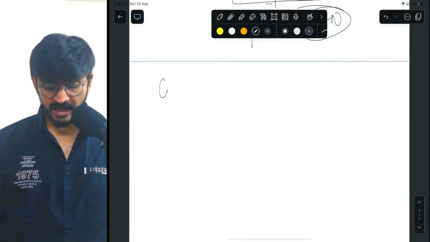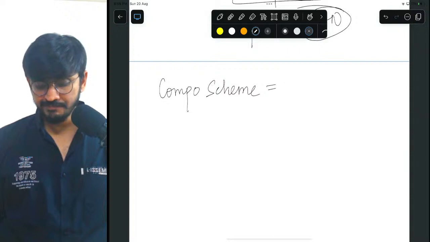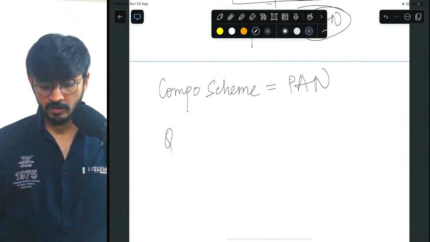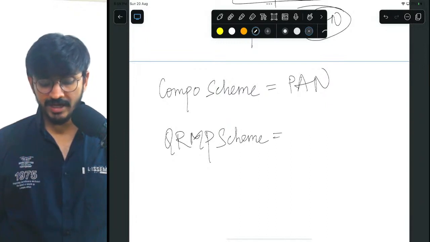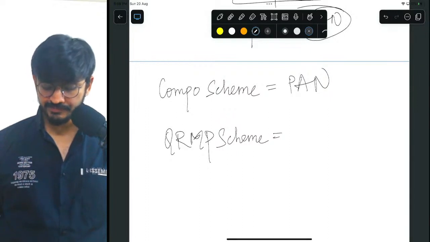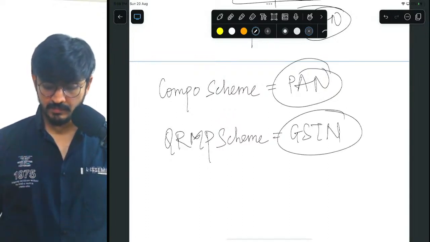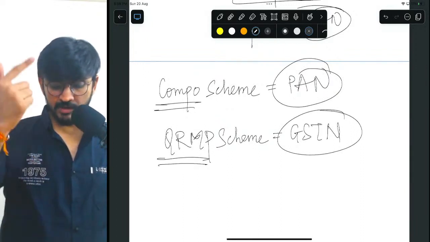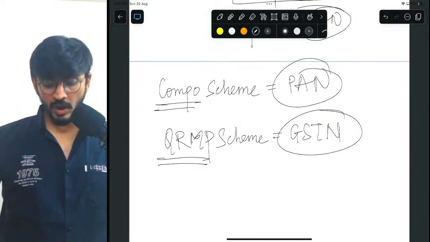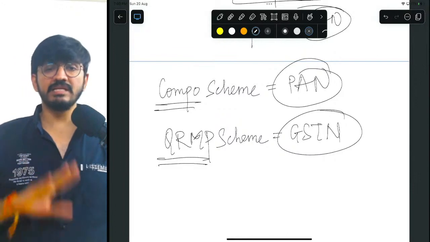One quick understanding: the compo scheme, my dear friends, is a PAN based scheme, correct? And when we go to understand what are returns, there will be something called the QRMP scheme. Understand, the QRMP scheme is actually a GSTN based scheme. Got it? So the compo scheme is a PAN based scheme, and the QRMP scheme is a GSTN based scheme. Is that very clear?